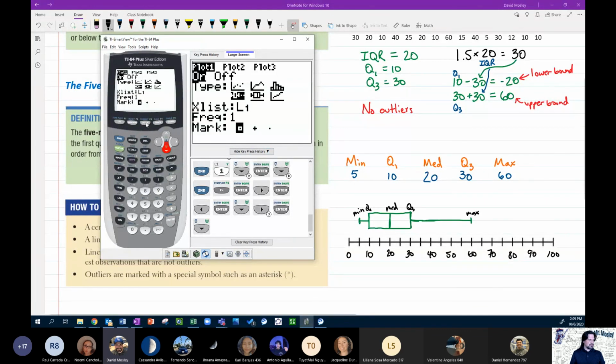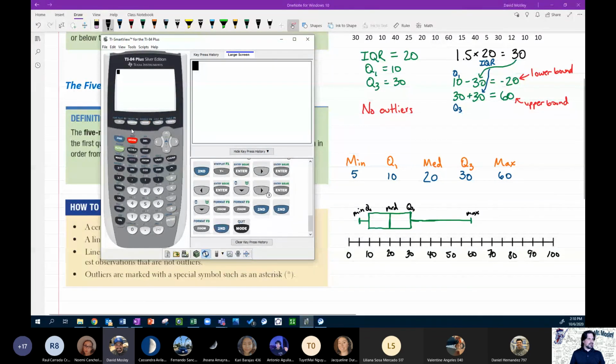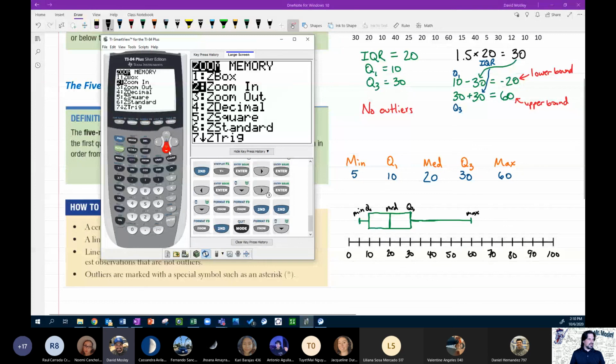I'm going to mess around with this so it doesn't show up properly. Just 1 second. All right, let's go. I need my graph to not be zoomed in properly so you guys see what it actually looks like for you.